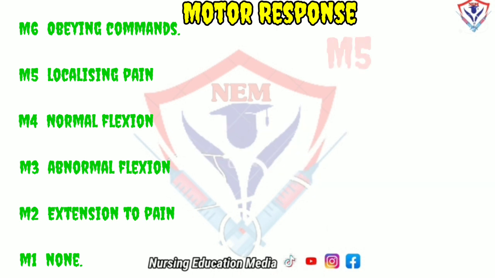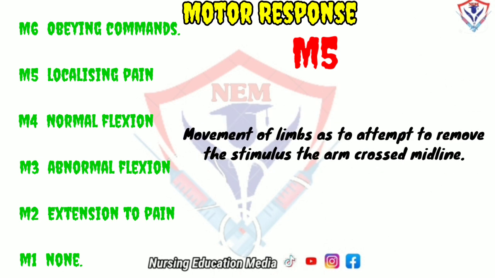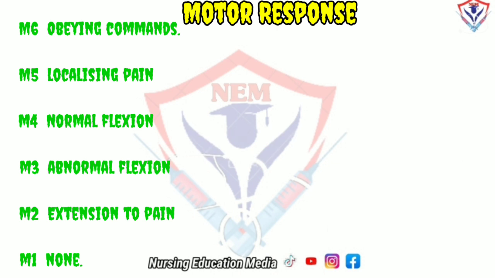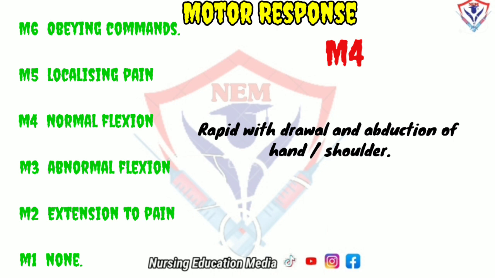The next score is M5, that is localizing pain. Here, movement of limb is to attempt to remove the stimulus, the arm crosses midline. The next scoring is M4, that is normal flexion, rapid withdrawal and abduction of hand or shoulder.